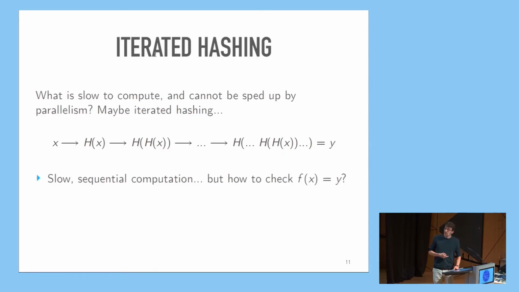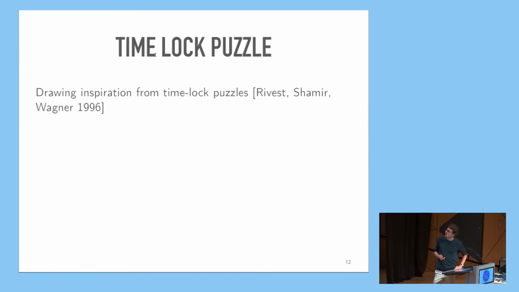So this is indeed slow and sequential, but it's not really easy to check that the output is correct, right? How do you check efficiently that f of x equals y? There's no simple and efficient way. You could come up with some ways, maybe using SNARKs to make the verification simpler than actually recomputing everything, but that wouldn't be simple and efficient. Instead of hashing, you could try to use some structures with more algebra involved and try to make things more efficient. So we can draw inspiration from time-lock puzzles.